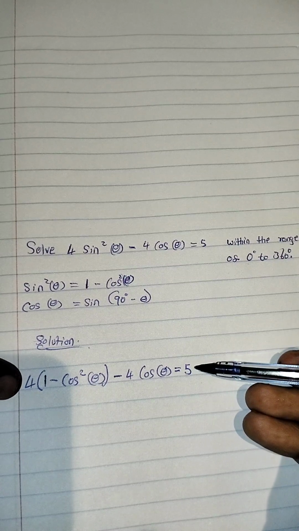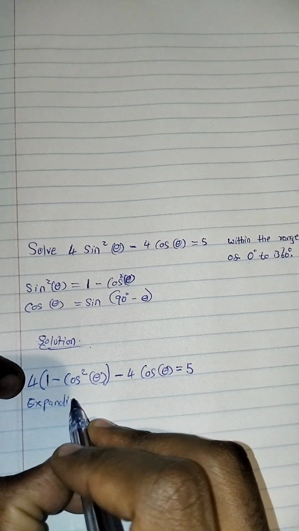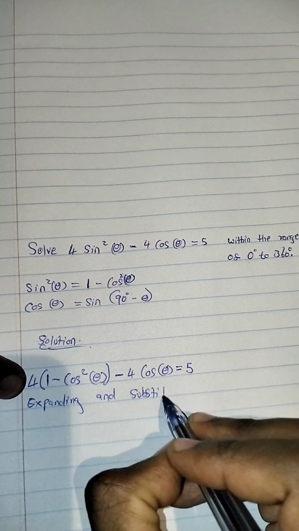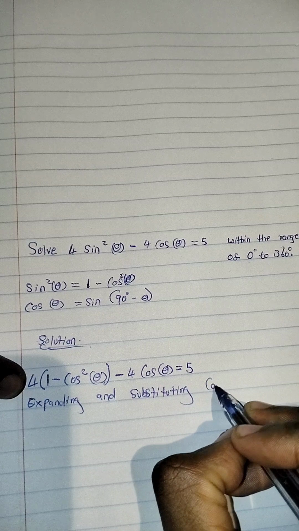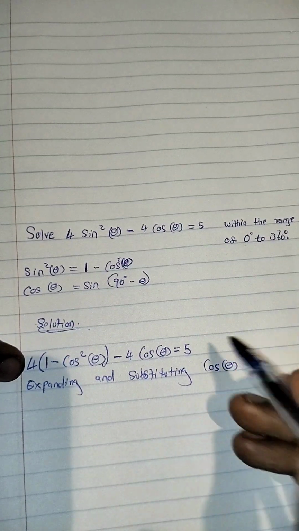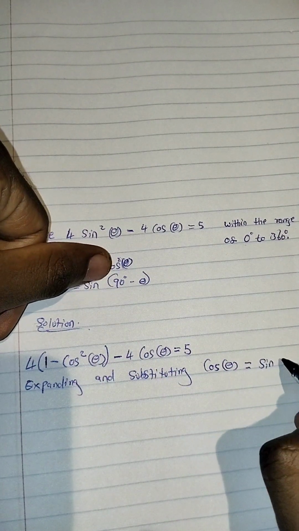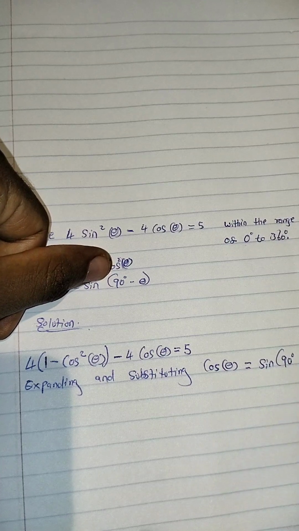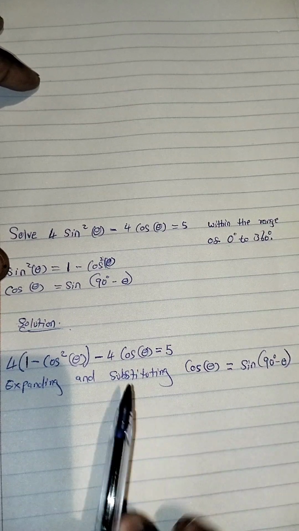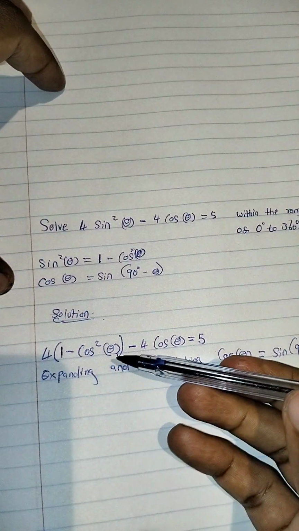Now, if you have understood until this position, I'll go to what you call expanding and substituting. My cos theta, learner, which now, when I'm going to substitute, I've told you, is the same as saying sine 90 degrees minus theta. This is just what I've just written here, learner. So now let's go on and begin to work on this.